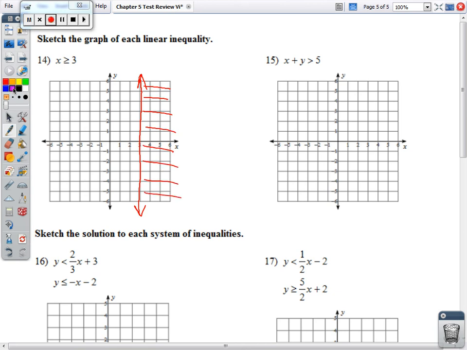Okay, next one. Go ahead and put this into slope-intercept form by subtracting x from both sides. We have y is greater than negative x plus 5. So I'm going to start with my y-intercept, which is 5. My slope is down 1 over 1 for a -1 slope. It's strict, so we have a dotted line. And because it's greater than, we're shading above it.